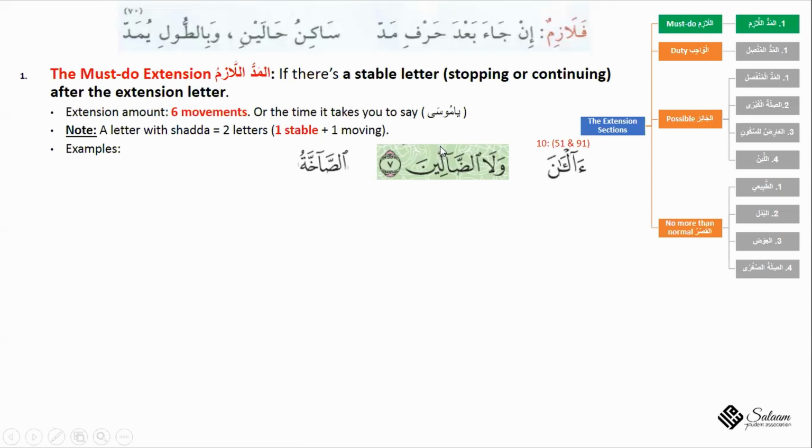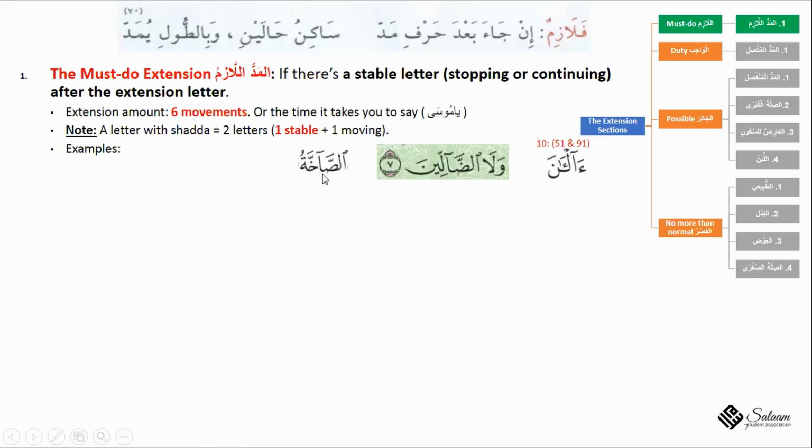You can see the difference between here and here. So here, this is happening a lot in the Quran, but here we only have a stable letter, not shadda, in the word al-ana, and we have to do these 6 movements in these 2 positions in this case.